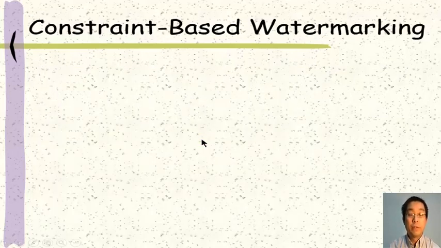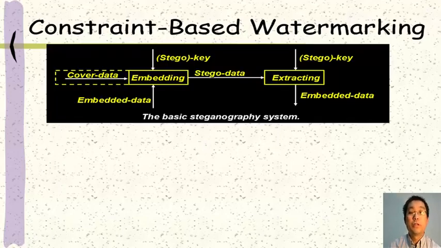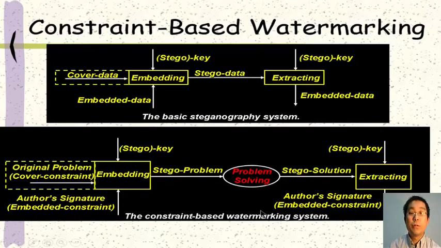Next, we discuss the detectability problem of the watermark. We have seen these slides before. It shows the basic concept of the steganography system and also the constraint-based watermarking system as an example of the steganography system, where we embed the author's signature in the problem using additional constraints to the original problem.